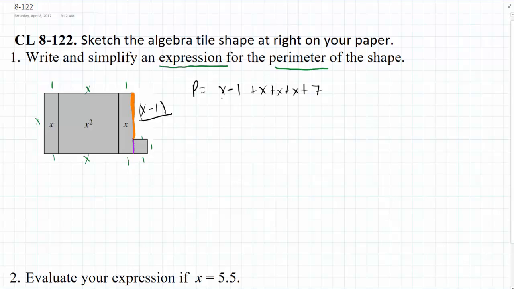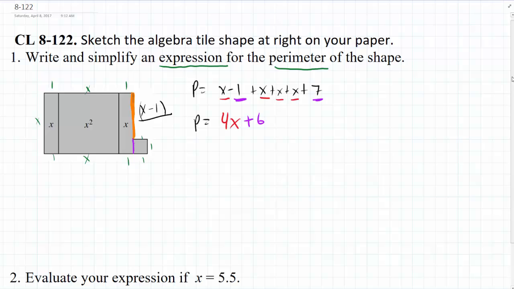Now let's see how many x's we have. We have 1 x here, another x, another x, and another x. So how many x's do we have? We have 1, 2, 3, and 4. So we have 4 x's. As far as the units, or the numbers, we have a negative 1 and a positive 7. If we combine a negative 1 and a positive 7, we have 6. So the perimeter is going to be 4x plus 6.